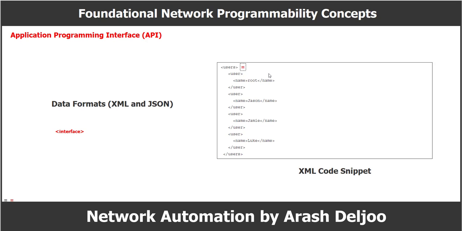The data is structured so that it contains a section called users, and within the section are 4 individual users: root, JSON, Jamie, and Luke. Let me show you. This is the start tag, and this is the end tag. Again here we have the start tag, and after that we have the end tag, and then again a start tag.